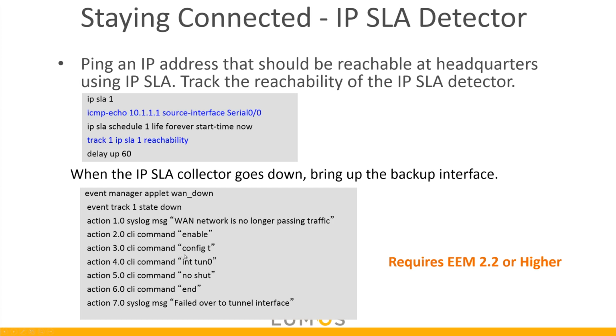We'll go to global config mode with a config t. We'll drop down into the interface tunnel 0 and do a no shut. So assuming tunnel 0 is already there, already configured as possibly a GRE or possibly DMVPN or whatever type of tunnel, really doesn't matter. All we're doing is assuming that it's already there and configured, and we're also assuming it was shut down, and we're going to no shut it. And then write another syslog message that we successfully failed over to that tunnel interface.